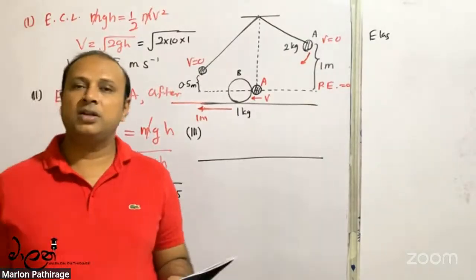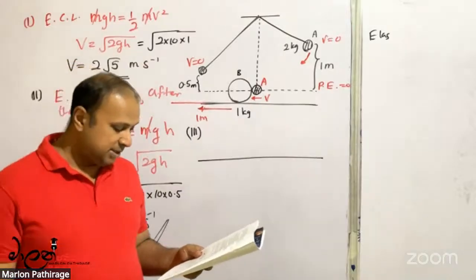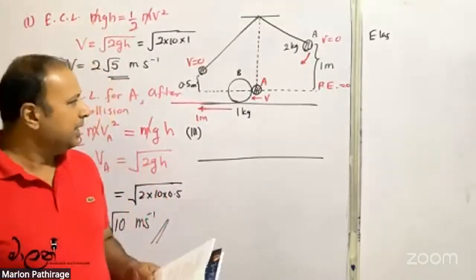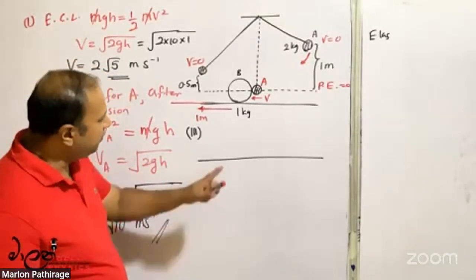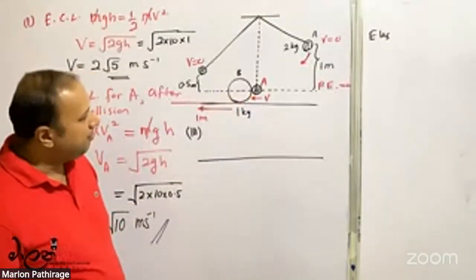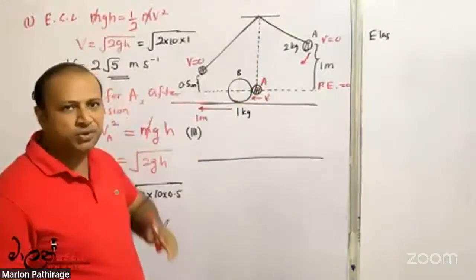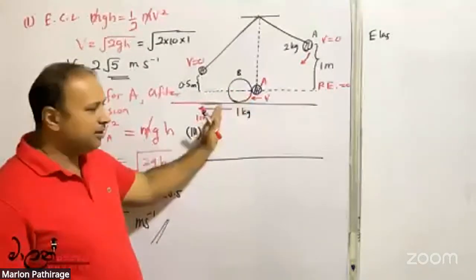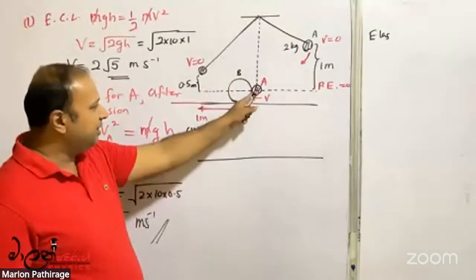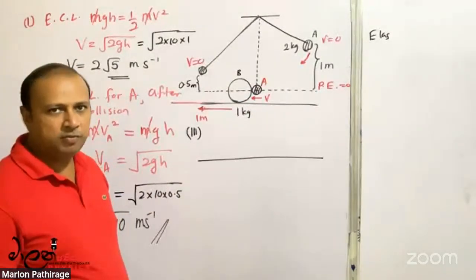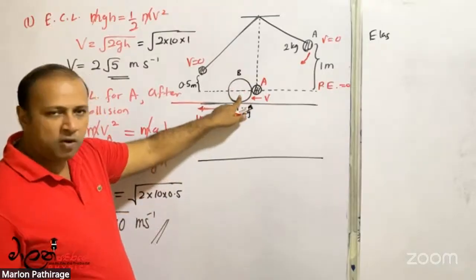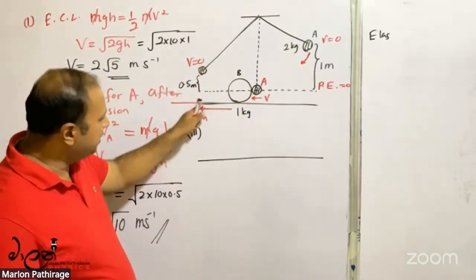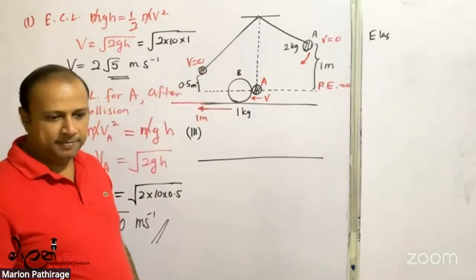Here you are asked to determine the velocity of B just after collision. Actually, just after collision they should move together, but this is attached to a string. Therefore, once it moves a very little bit to this side, the contact should be lost, because object B moves in a linear path and this will move in a circular path.